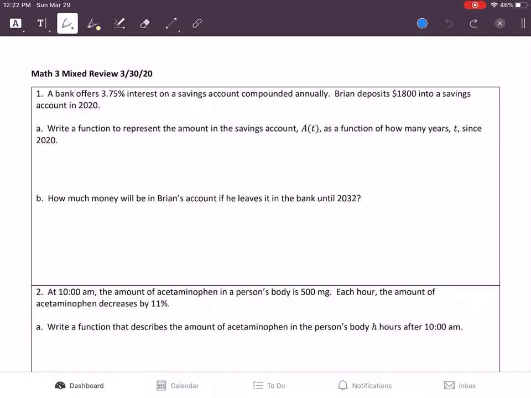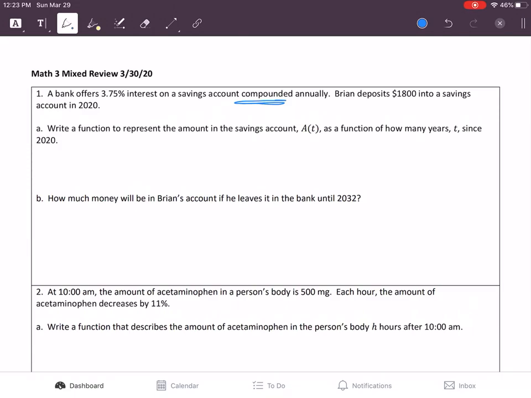Okay, so hopefully you've done that, and you're back to get some help if you're having some problems. So here we go. The first question we have: a bank offers 3.75% interest on a savings account compounded annually. Now the big key for this is the compounded. It's a compounding problem, so that means we have a specific equation for this.